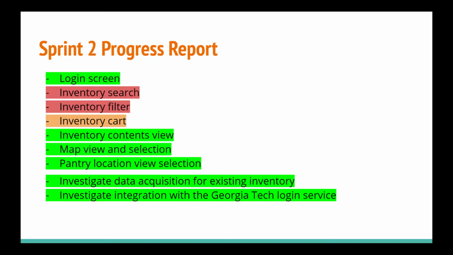We were able to complete all the goals highlighted in green for this sprint. For the goals that we didn't complete, they were all blocked or we decided that they were no longer in the scope of the project.